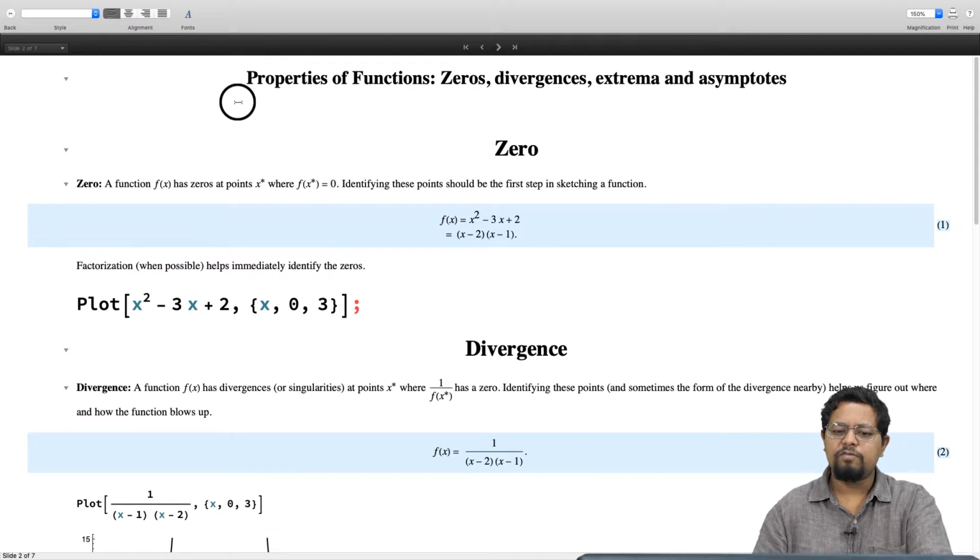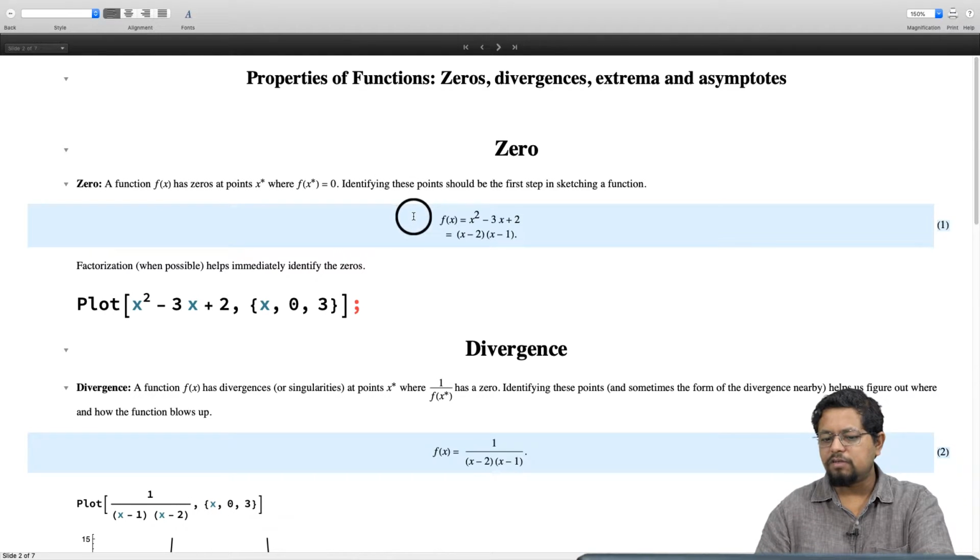Let's have a quick review of some salient properties of functions such as zeros, divergences, extrema, and asymptotes. Zero of a function is defined as a point where f of x vanishes. If x star is a zero of f of x, then f of x star is 0.